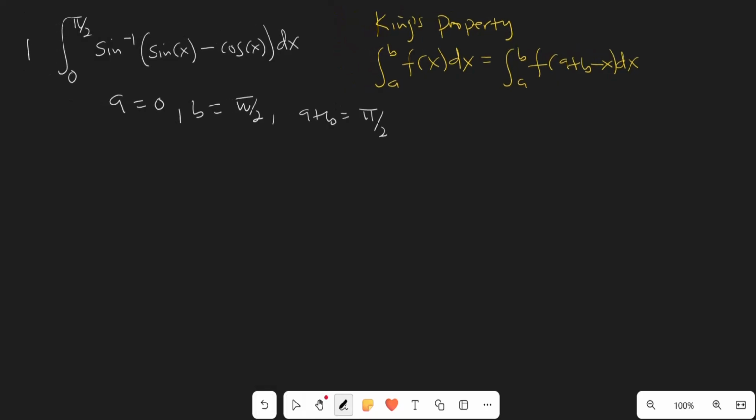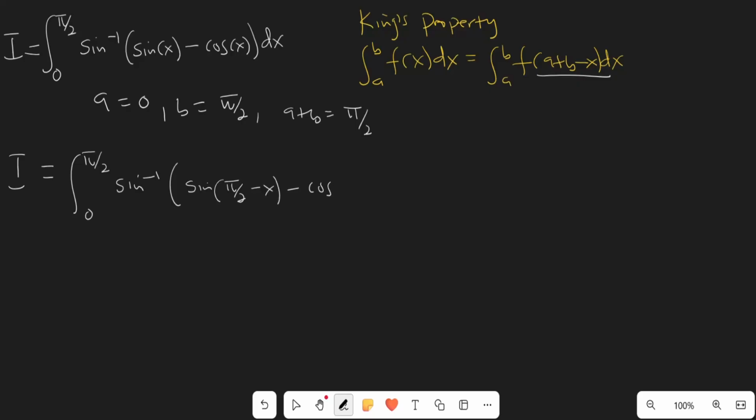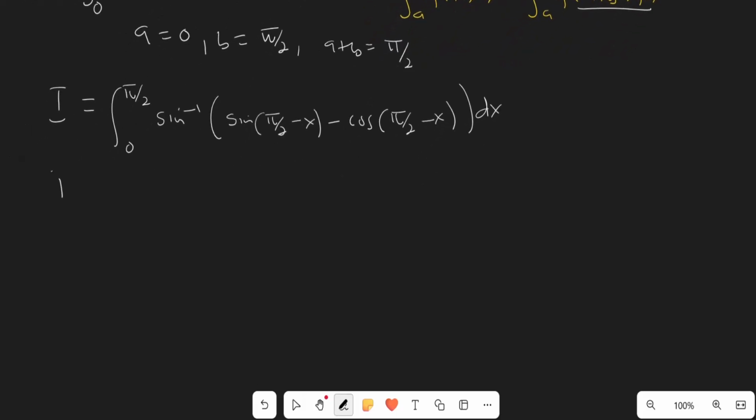So let's call our original integral I, and then let's transform our I using the King's property, which will be the integral from 0 to pi over 2 of sine inverse of, wherever you see x, you plug in pi over 2 minus x. So we have sine of pi over 2 minus x minus cosine of pi over 2 minus x, all this dx. That is the integral from the King's property.